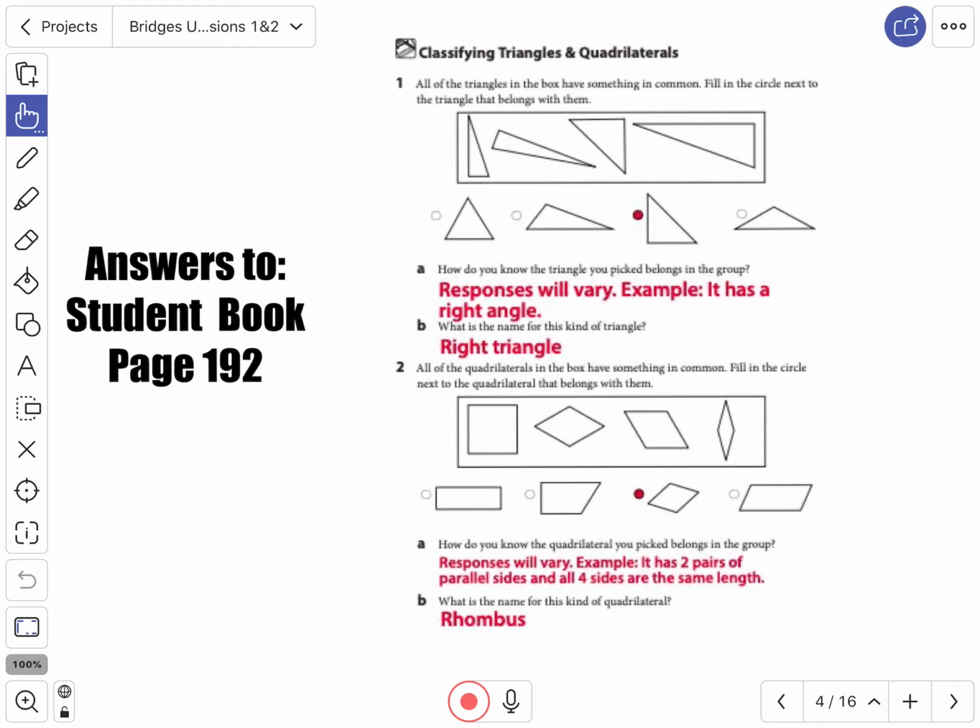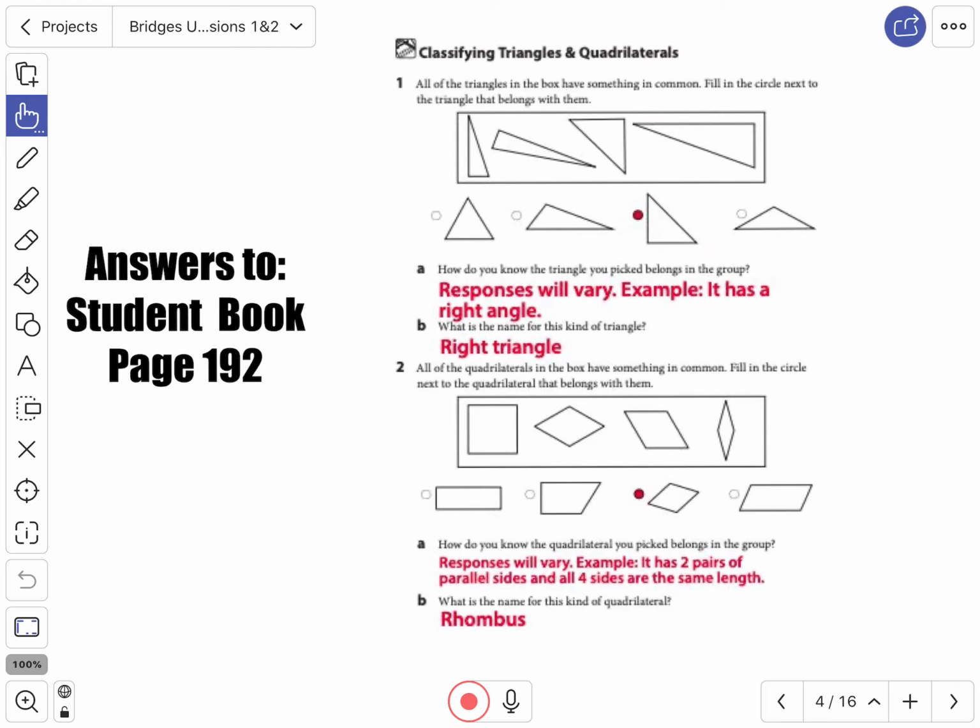Okay. And then answers to student book page 192. That third triangle right there is the one that would belong with the other ones. It has a right angle, just like the other ones do. And then also, what is the name for this kind of triangle? A right triangle, okay? And for number 2, again, that third one would go along or have something in common with the ones in the box.